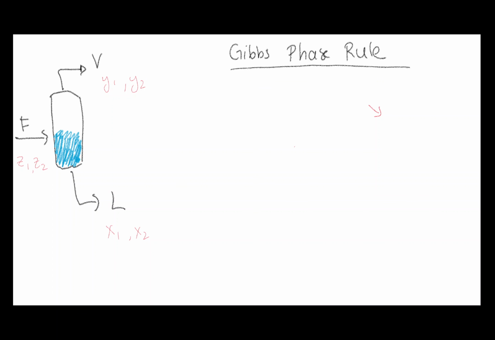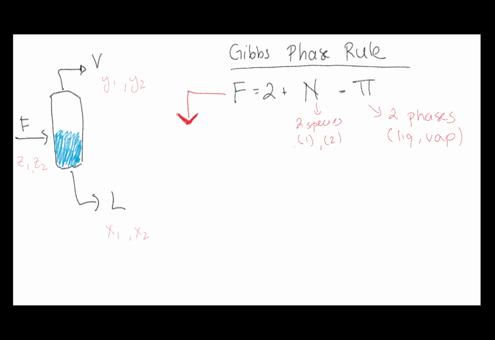So remember, another thing that we need to remember is Gibbs phase rule. This is written as F equals 2 plus n minus pi, where n is the number of species. In this example, we have 2 different species, and pi are the phases. We have, in this case, 2: liquid and vapor. So F is the number of degrees of freedom in our system, which is 2.